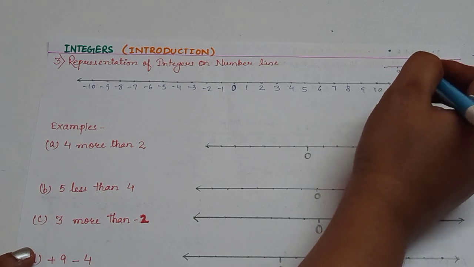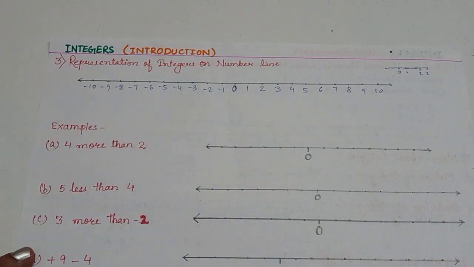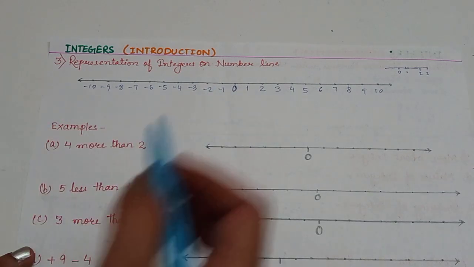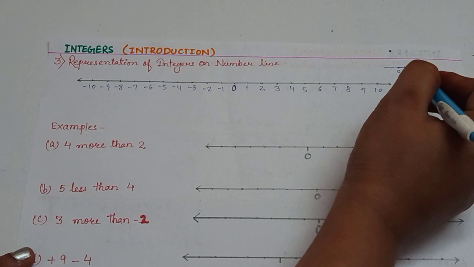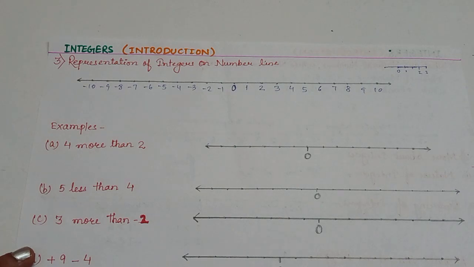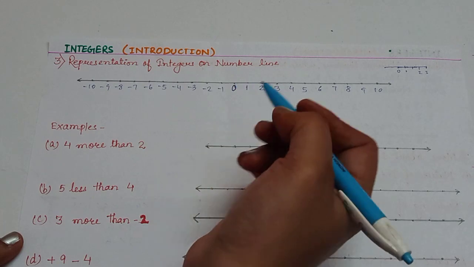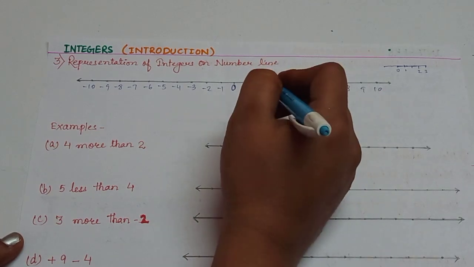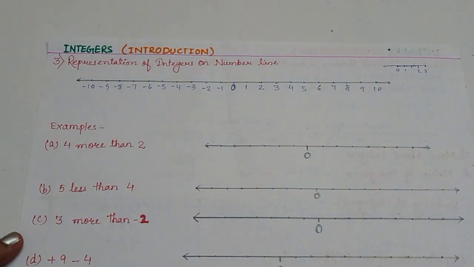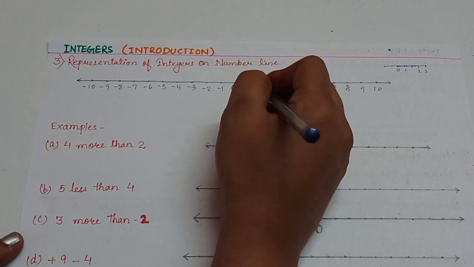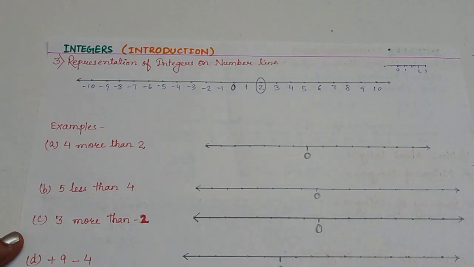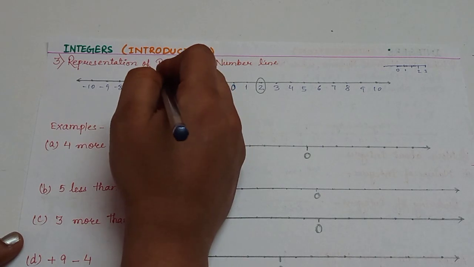If 0 to 1 is this distance, that is why I have done it already with the help of the scale, then the next one should also be this much distance only. It means the distance between the points should be equally distributed. Now it's very easy, representation of integers on a number line. If it is given to plot +2, we can simply plot it here. If it is given to plot -5, we can simply plot -5 here.